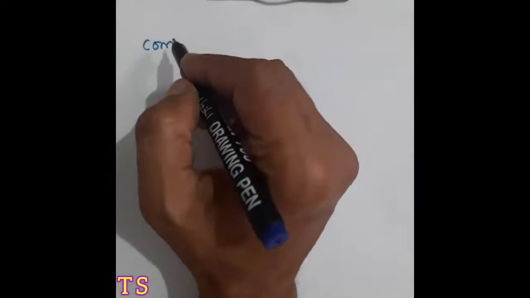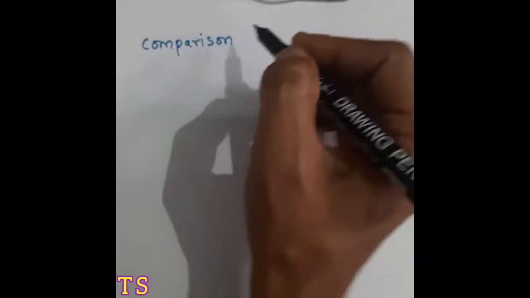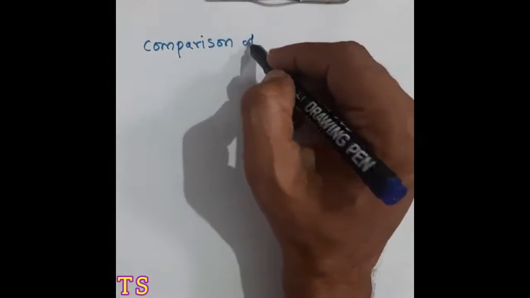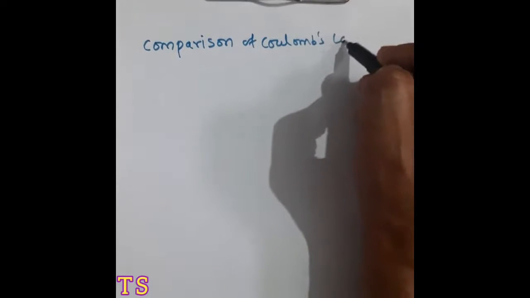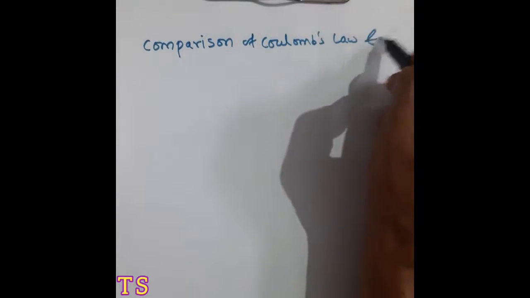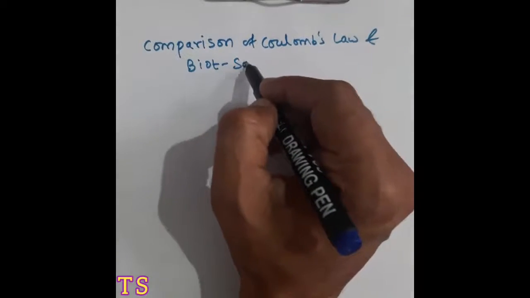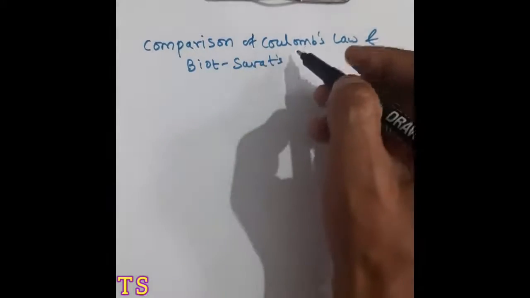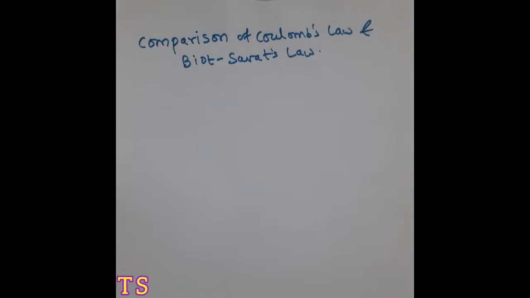Next topic is again just understanding, and it's the topic you have already learned, but we will be doing the comparison of Coulomb's law and Biot-Savart law. It's just the comparison. You should know this. It can be asked in the form of 1 or 2 marks.